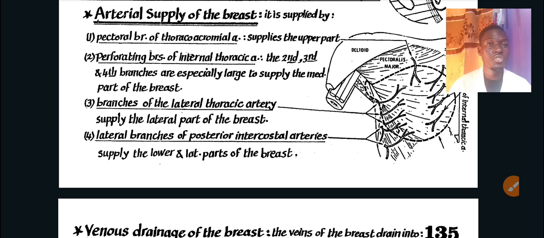Today we are going to concentrate more on the arterial supply of the breast, the venous drainage of the breast, and also the lymphatic drainage of the breast, and we shall also look at their clinical significances.